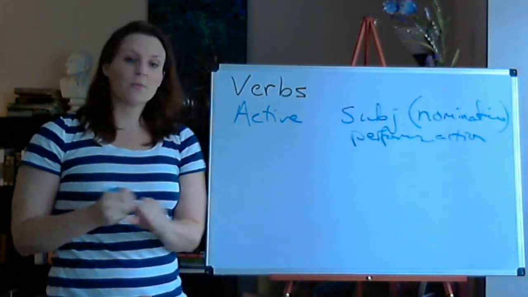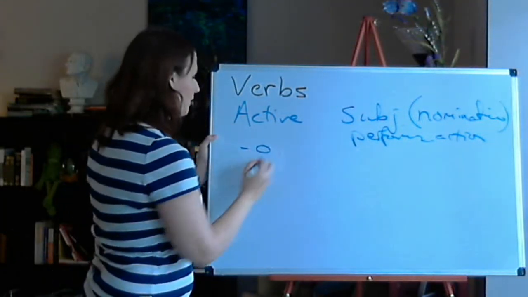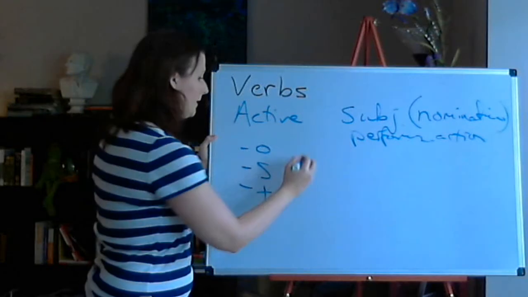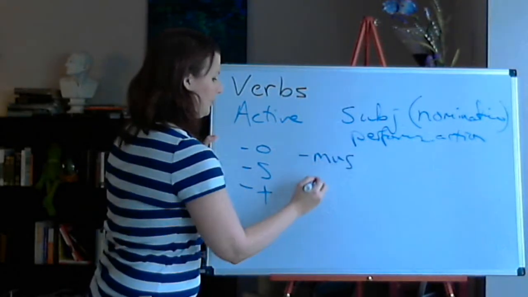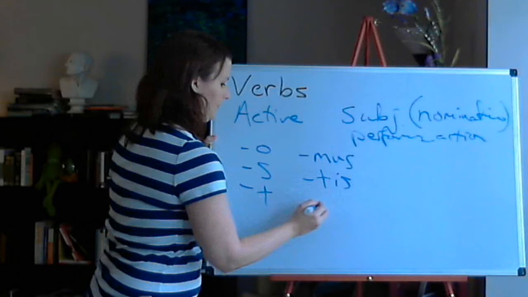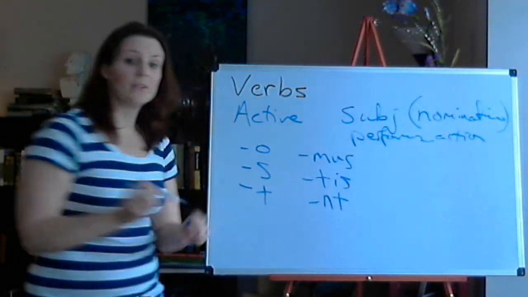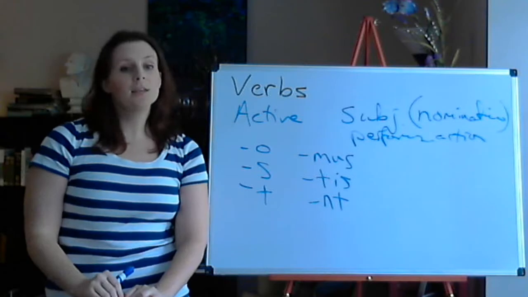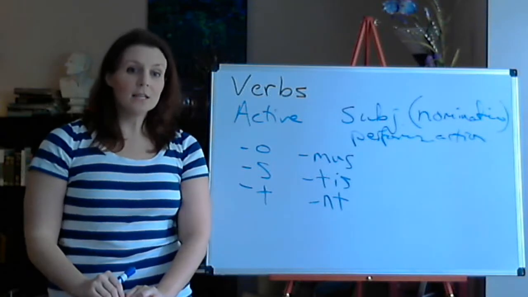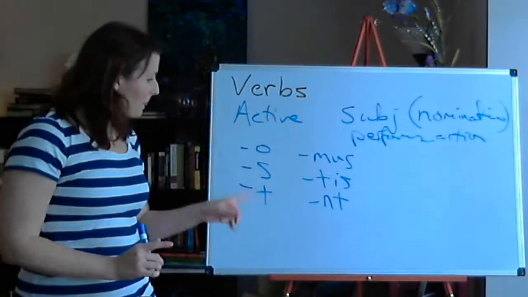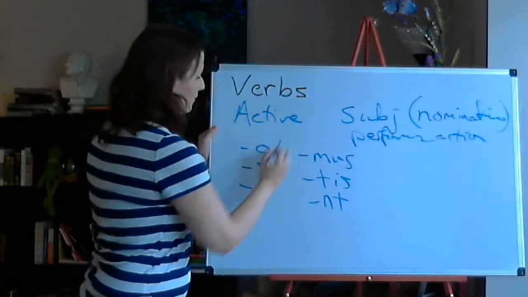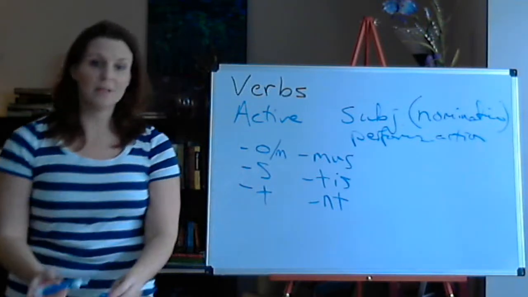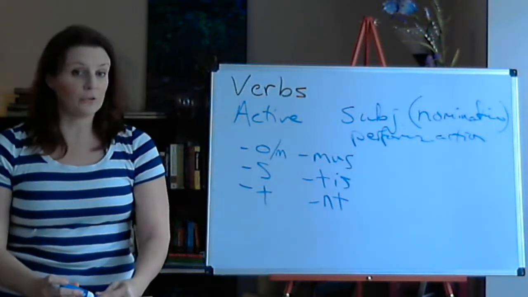These are the endings you remember from Latin 1. These are the classic O, S, T, MUS, TIS, NT, the ones that in class we've always sung as the Mickey Mouse Club endings. It's a verb. Woo. The only variation we ever see on this is that instead of an O, sometimes we get an M. We've seen this in a number of our verbs like sum.